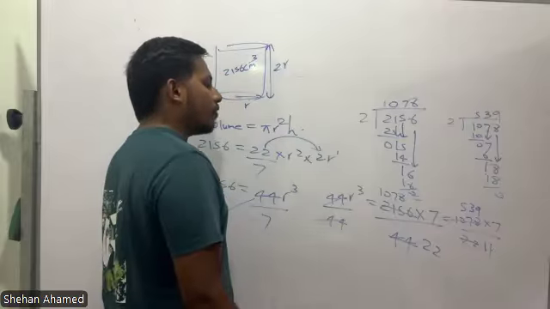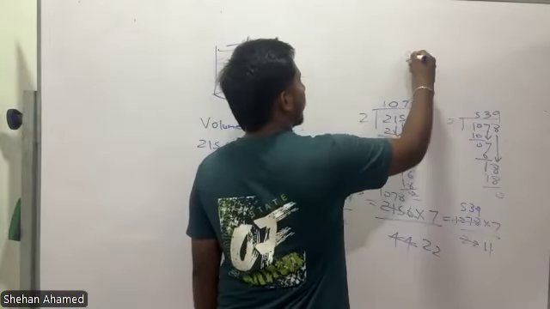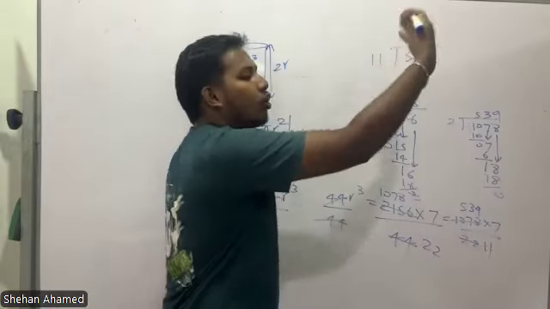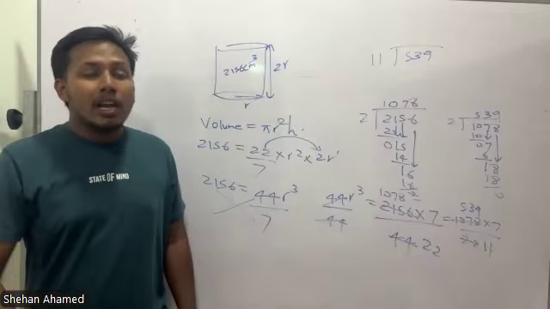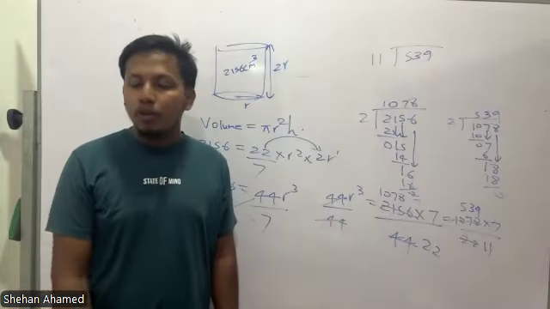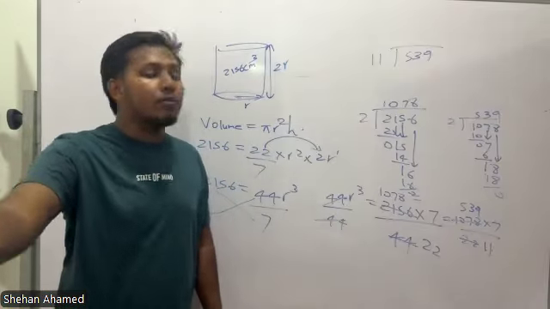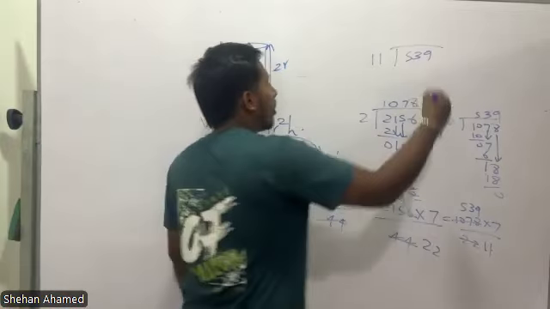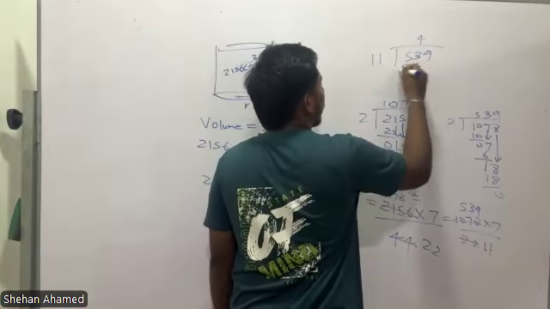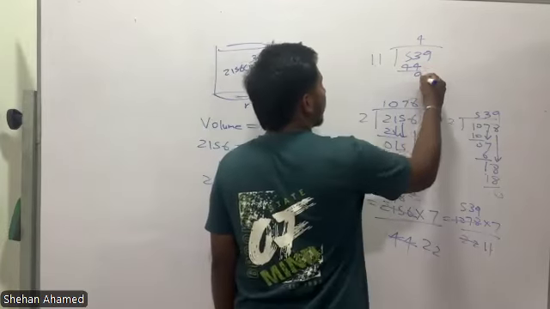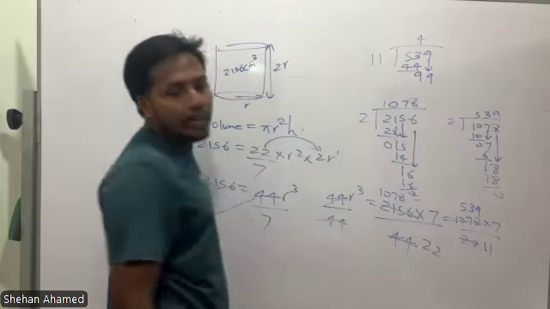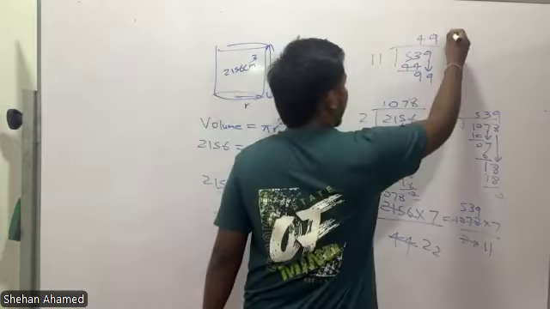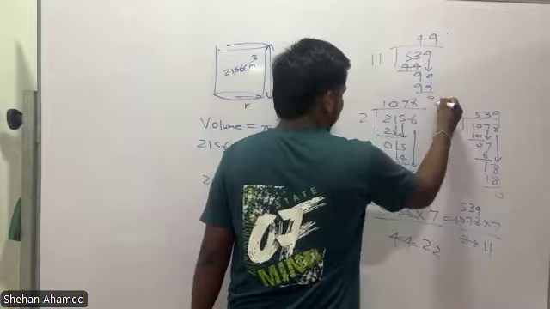Now 539 I can divide by 11. Look carefully. 11 times the closest number to 53 is 11 times 4, which is 44. Why? If 11 times 5, it's 55, greater than 53. You can't divide. So 11 times 4, 44. 53 minus 44, it's 9. You end up with 99. 99 is 11 times 9. Simple. So the answer is 49.